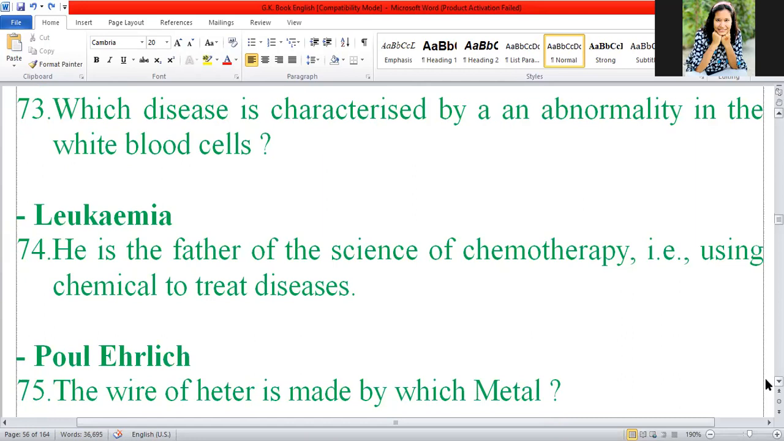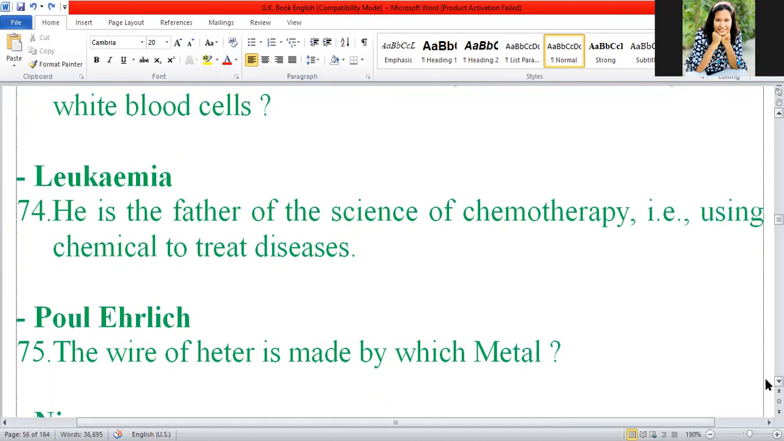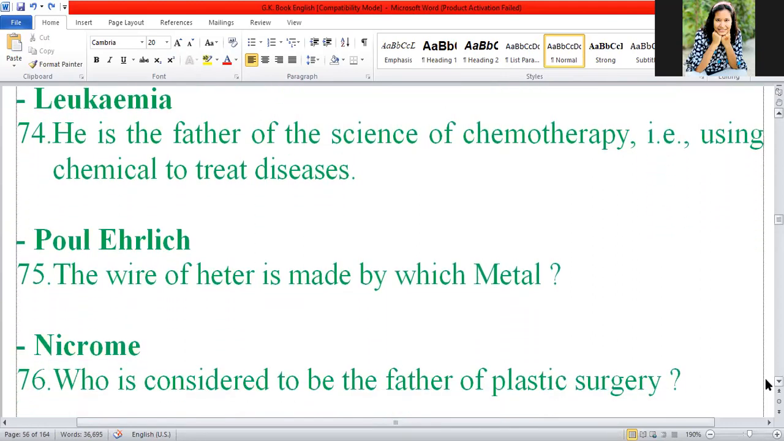The wire of a heater is made of which metal? Question number 75. Nichrome. The right answer is Nichrome.